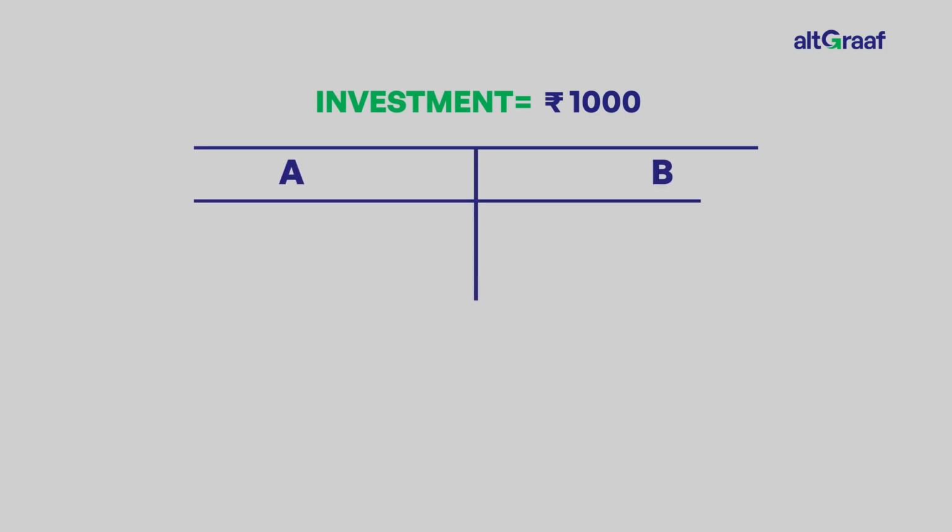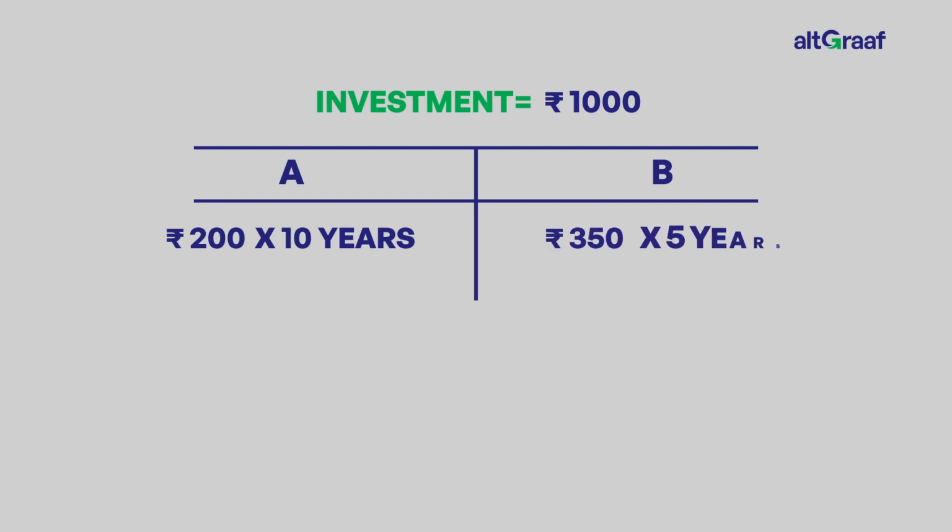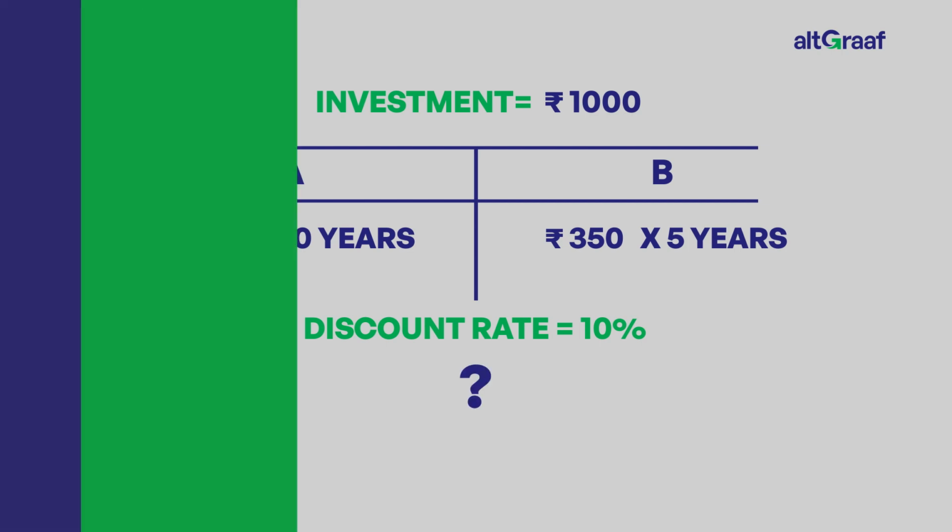Let's take a scenario where you invest rupees 1000 in two different investments, that is option A and option B, and both, let us say, are debt instruments. Option A repays rupees 200 every year for 10 years, while option B repays 50 rupees every year for next 5 years. Now you want to discount both of these investments at 10%, assuming that is the annual return you typically want in your investments. Now which one would you have preferred?